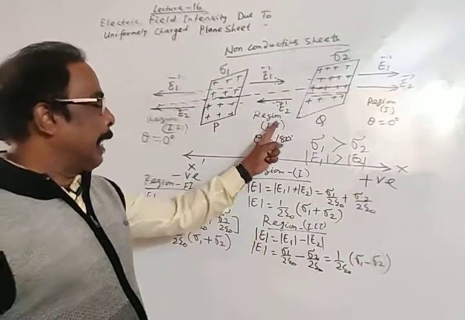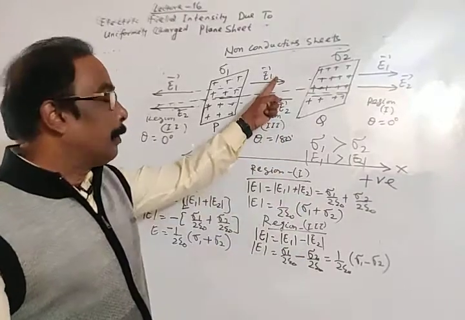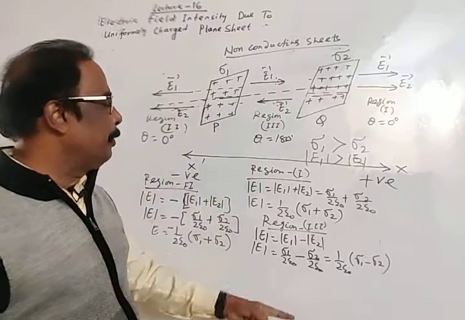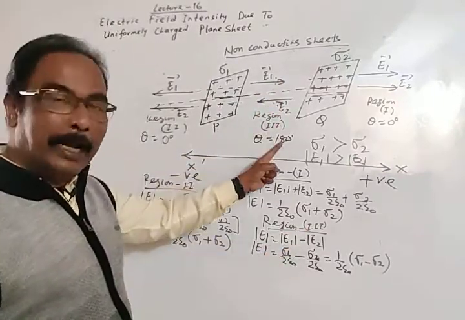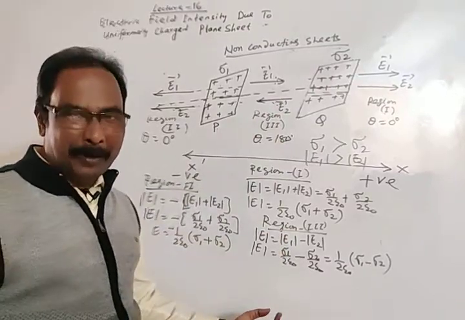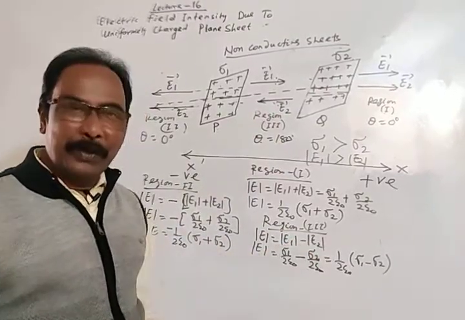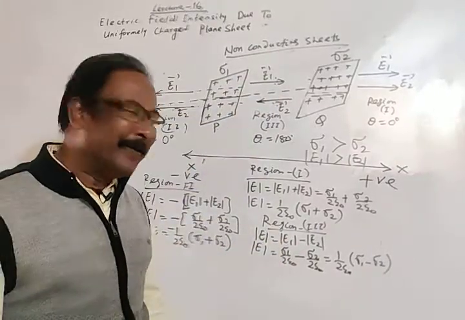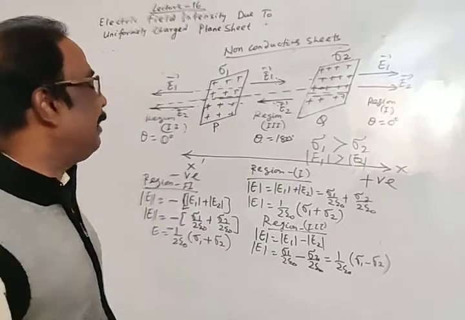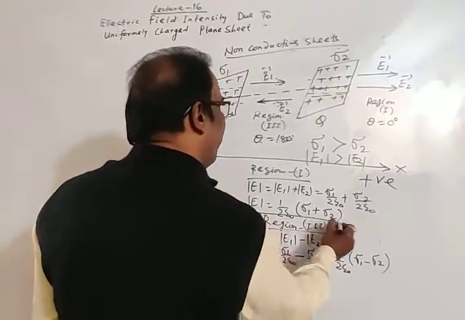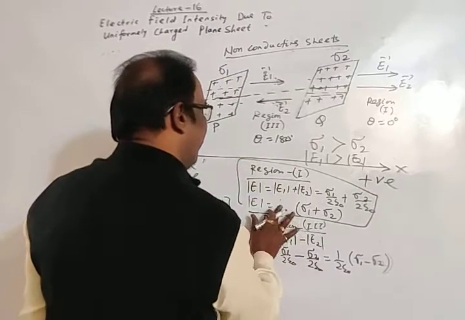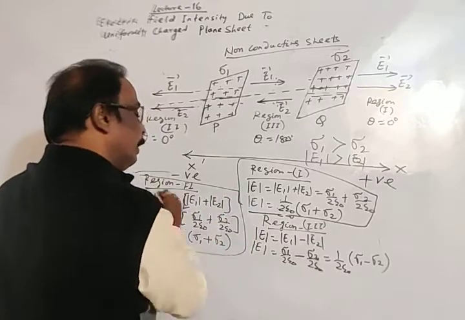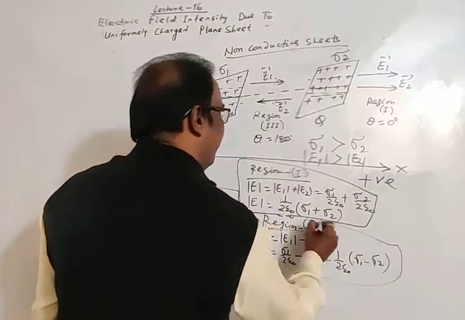Here we have already taken the angle between them. So considering the positive x-axis and negative x-axis directions, we have taken theta as 180 degrees. So the magnitude of the resultant field intensity is E1 minus E2. If E1 is greater, then the resulting direction is along E1. So this is about electric field intensity in region 1, in region 2 and in region 3.